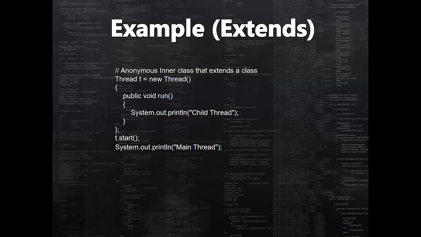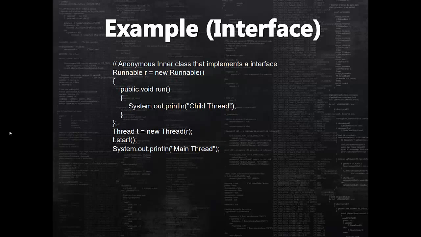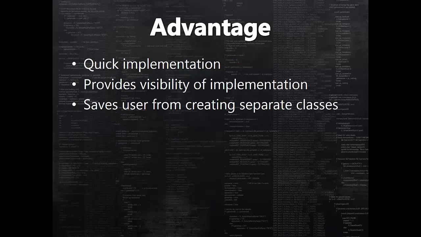The same way, you may have also come across the example of the Runnable class. That is an example of how to use an anonymous inner class with an interface. In this case, when you are creating object r, you are implementing the Runnable interface, and that's why you'll be forced to provide the implementation of the run method.